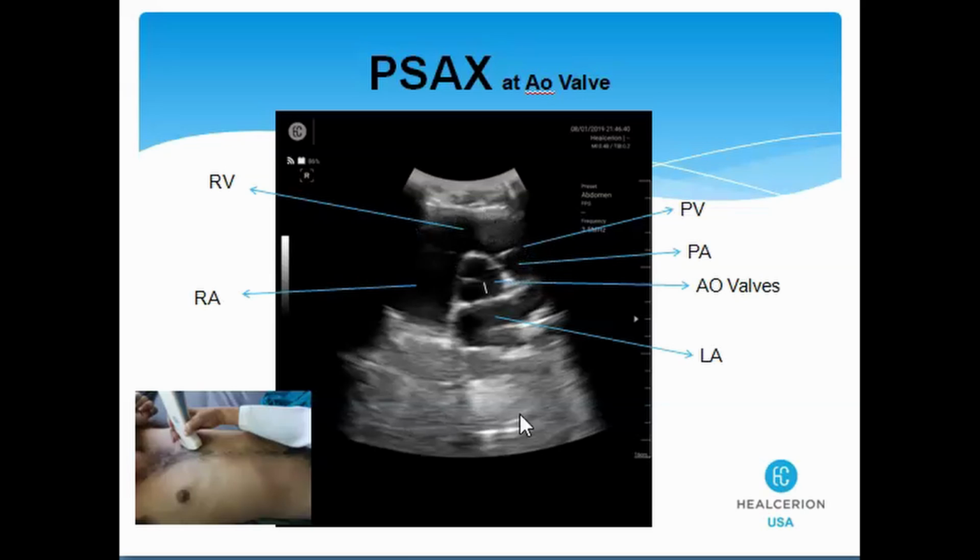So in this short axis view taken at the parasternal short axis view of the heart, you get a lot of information about the right ventricle, right atrium, about the aortic roots, and also the pulmonary valves.